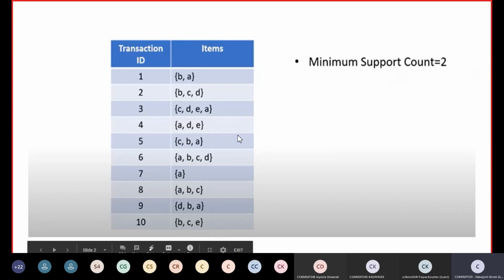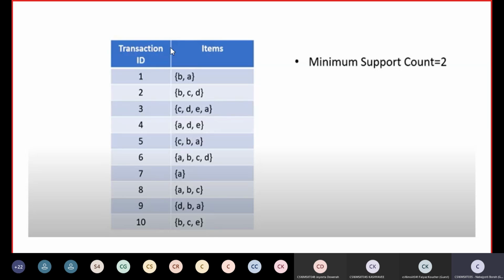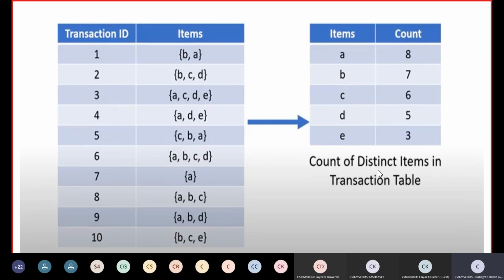I will directly go with the FP tree structure, how the FP tree is actually made. First of all, we have some transaction IDs and items. Every transaction has an item list, like you can see BA, BCD, CDEA, and so on. Then we have a minimum support count. You will come to know why this minimum support count is used. We have set it to 2.